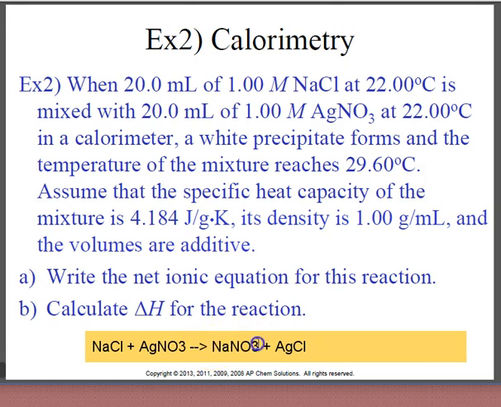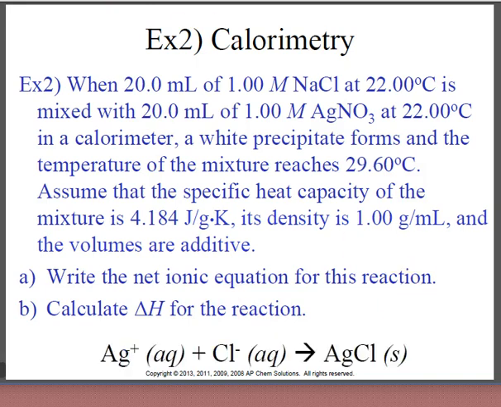So the sodium nitrate components are soluble on both sides, so they're going to be spectators. So we'll just be left with the silver and the chloride forming the silver chloride. And those two would be in the ionic form on the left-hand side, and then the solid form on the product side. So there's what our balanced net ionic equation would look like.